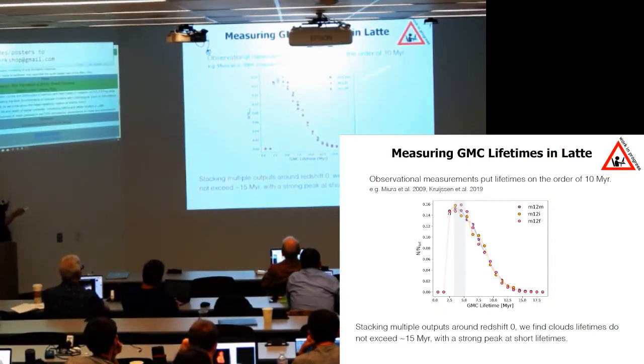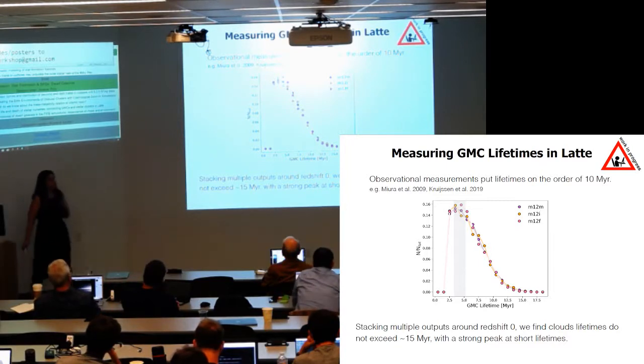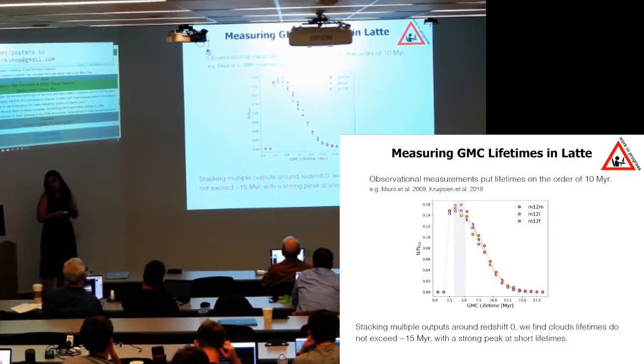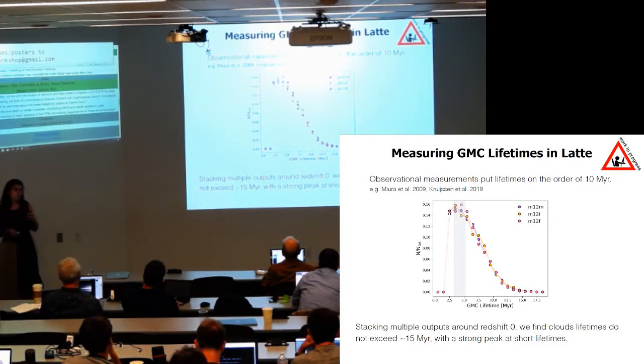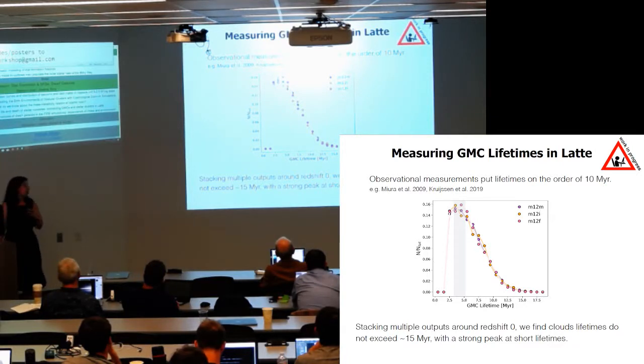So this is still work in progress, but just to put a number in your head, observational measurements put lifetimes on the order of about 10 megayears. This is a normalized histogram of the GMC lifetime in m12m, m12i, and m12f. And I've stacked many time outputs from the runs, so there are thousands and thousands of clouds represented here. And what you find, you can't see the gray bar, but there's a gray bar here showing you that the peak is around 5 megayears, which is on the short side compared to observational estimates. But we also find that no cloud survives longer than about 15 to 17 megayears.